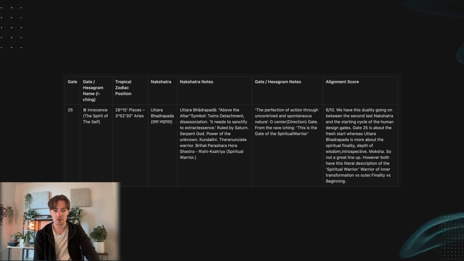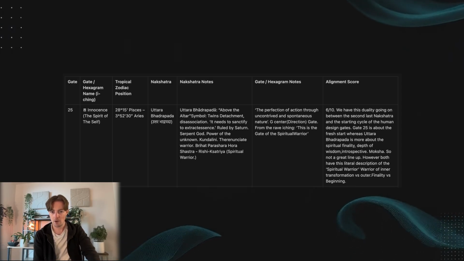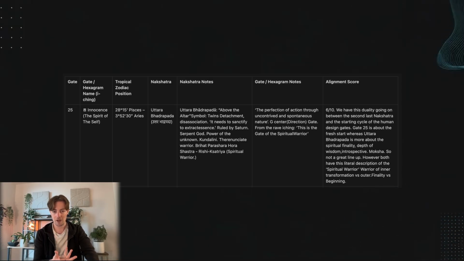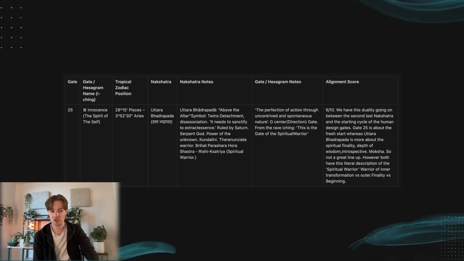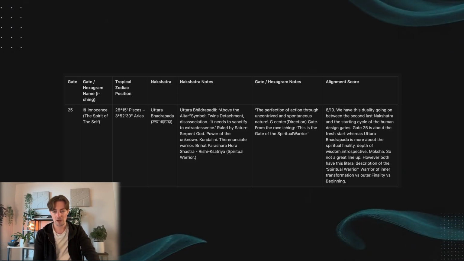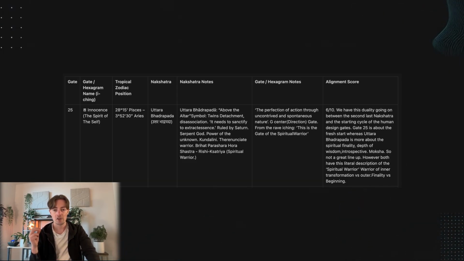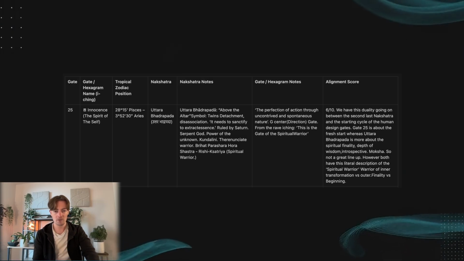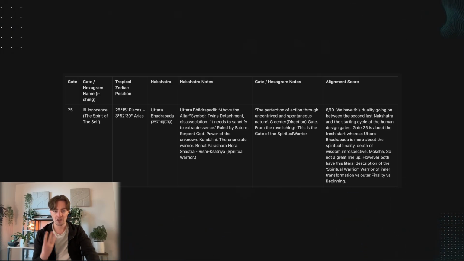The nakshatra is Uttara Bhadrapada. So the Uttara Bhadrapada nakshatra is translated, and I'm using Victor Kara's translations here, as above the altar. Symbol is twins, detachment, dissociation. The translation from Victor Kara is it needs to sanctify to extract essence. It's ruled by Saturn. It's associated with the serpent god, the power of the unknown, the Kundalini, and the renunciate warrior.